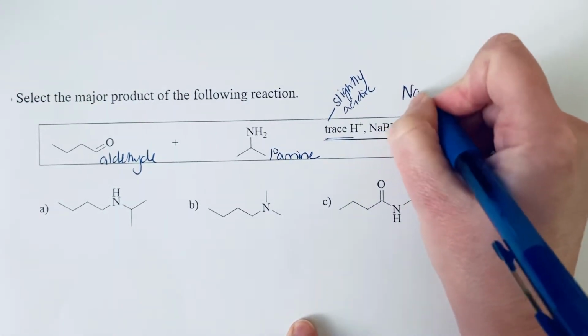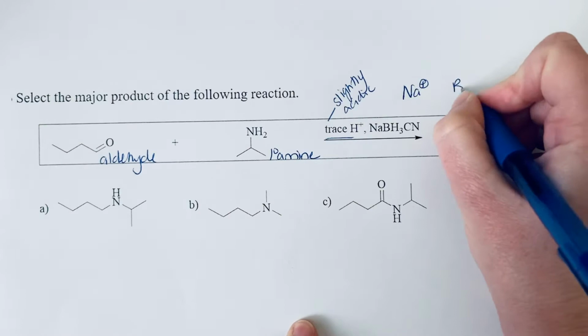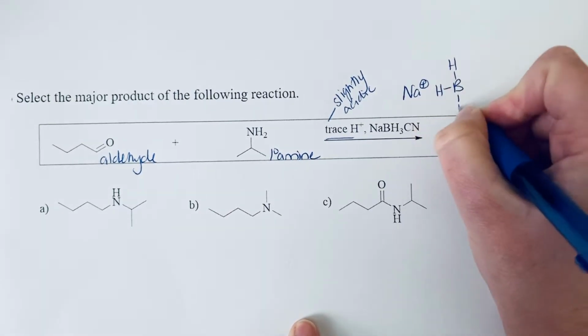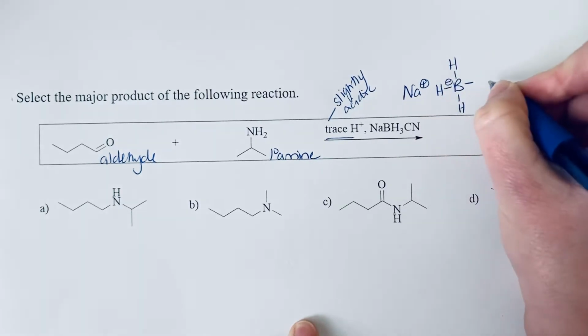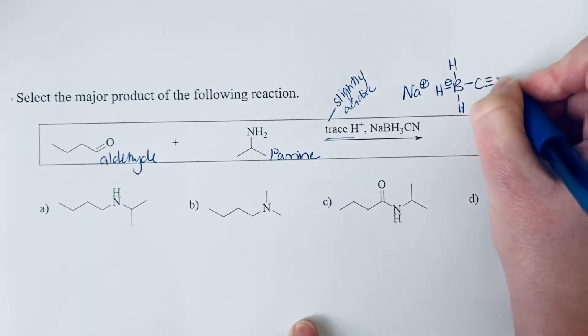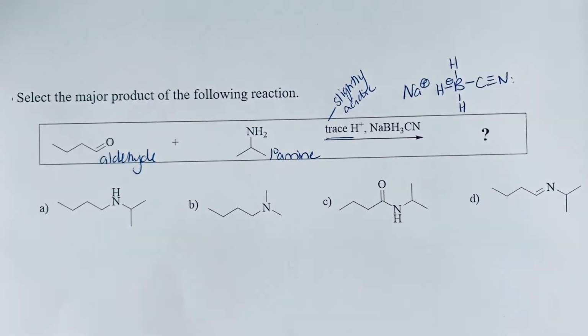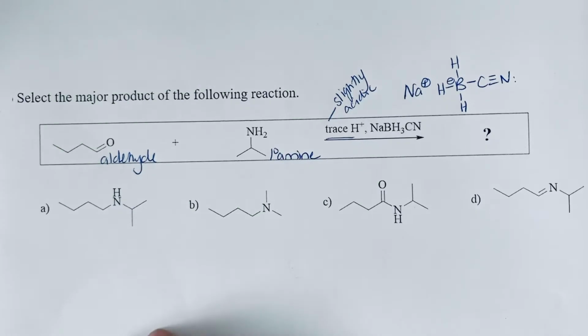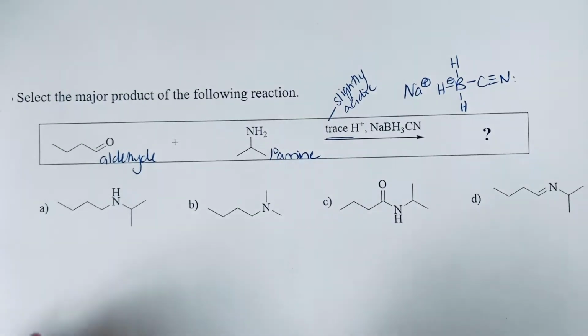So let's take a look at that structure. This looks really similar to sodium borohydride that we have encountered as a mild reducing agent previously. So this certainly has the look of a reducing agent. So let's first consider what we've seen previously with aldehydes or ketones and primary amines under slightly acidic conditions.